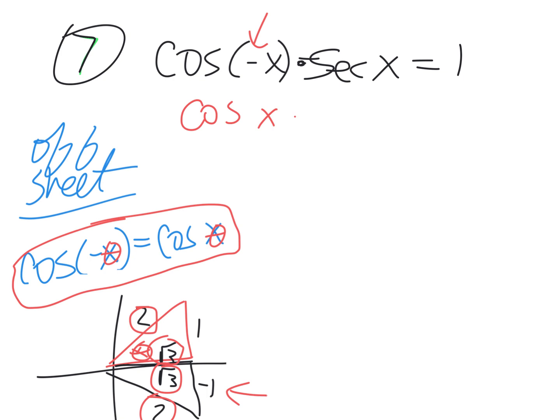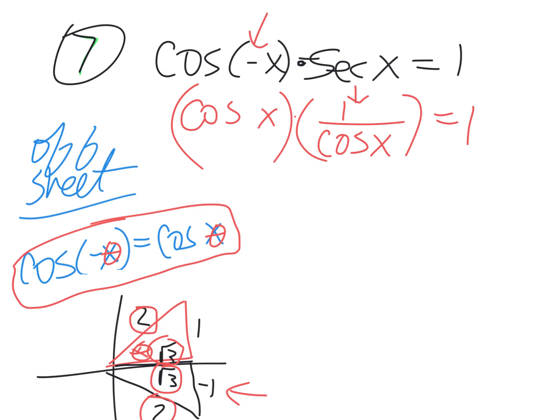And secant, I recognize anytime they give you one of the weird ones, the 3 that are not sine, cosine, or tangent, you should change them into sine, cosine, or tangent. So secant can be changed into cosine, except it's not regular cosine. It's 1 over cosine. And then I can see from here that cosine times 1 over cosine will cancel, and it will be 1, but I have to write 1 equals 1.